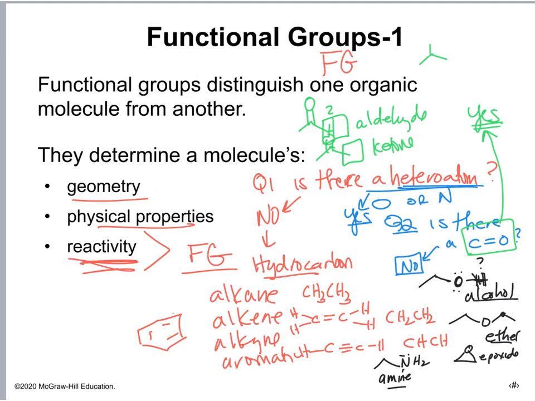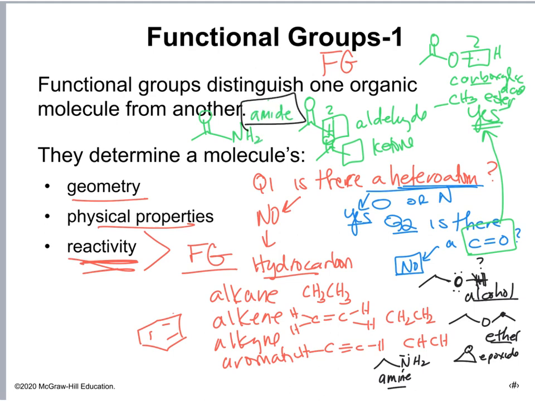If it is an oxygen, then oxygen's bonded to 2 things. So now you got to say what's on the other side of the oxygen. If it's a hydrogen, that's a carboxylic acid. If it's another carbon, CH3, then that would be an ester. And what if it's a nitrogen? If it's a nitrogen, that would be an amide. And so those are pretty much the functional groups you want to deal with.